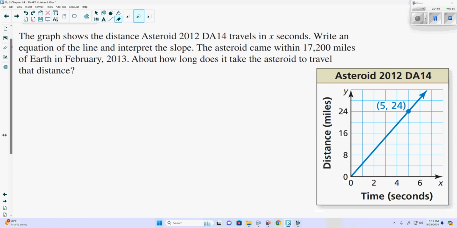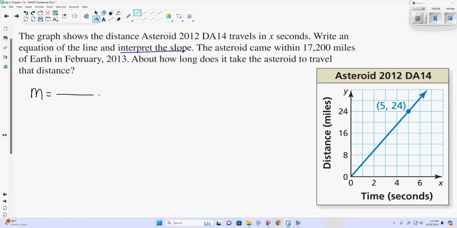Okay. So we have a few things we need to do. One, we need to find the equation of the line. Two, we need to interpret the slope. And three, we need to figure out how long it took to travel the 17,200 miles. Okay, so we're doing three things. Let's start with interpreting the slope. Well, to interpret the slope, we might need the slope. Yes? Great, our slope formula.